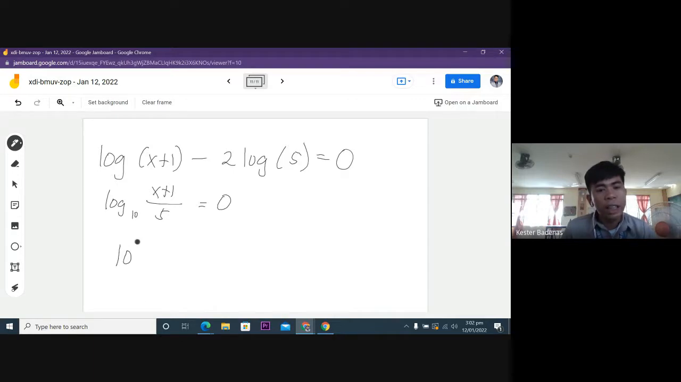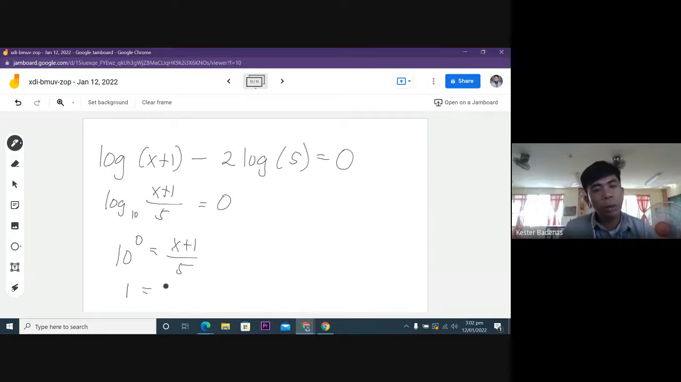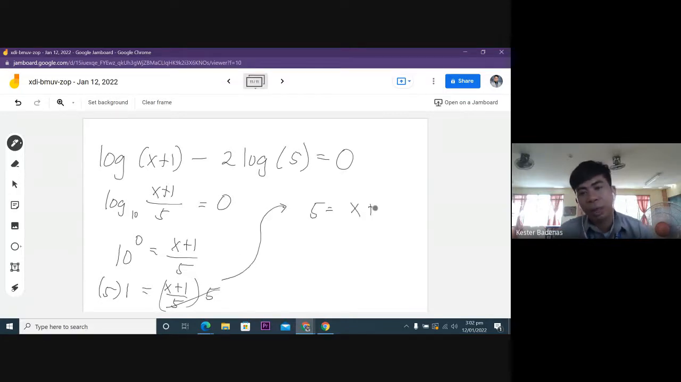So, we have 10 raised to 0 is equal to x plus 1 over 5. Ano yung 10 raised to 0? 1, di ba? So, 1 is equal to x plus 1 over 5. Multiply natin both sides by 5 para ma-cancel yung denominator na 5. So, we have 5 is equal to x plus 1. And then, lipat si 1, magiging 4. Ayan yung process.